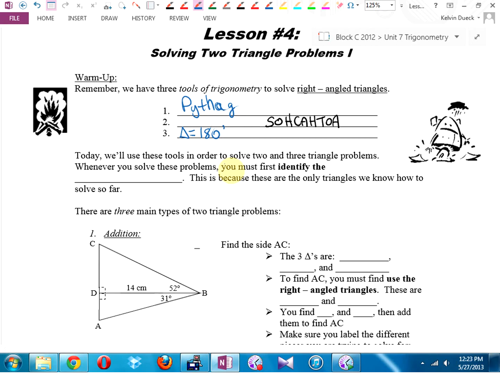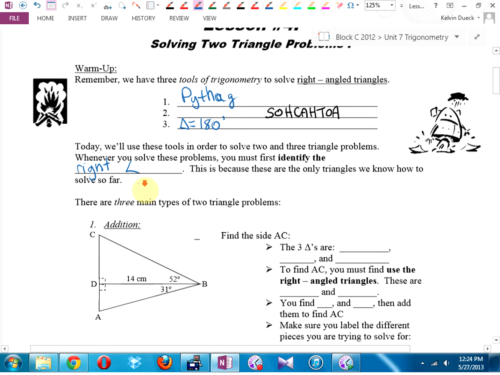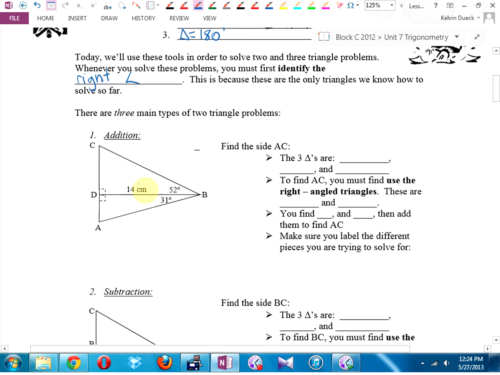Today, we're going to use these tools to solve 2 and 3 triangle problems. Whenever you solve these, the first thing you need to do is identify where the right angle is, because those are the only types of triangles we know how to solve so far. In grade 11, you'll learn non-right angle trig. You'll learn 2 more rules: the sine law and the cosine law. They work for any kind of triangle, but they're a little more complicated, a little yuckier. We always start out with right angle trig first.